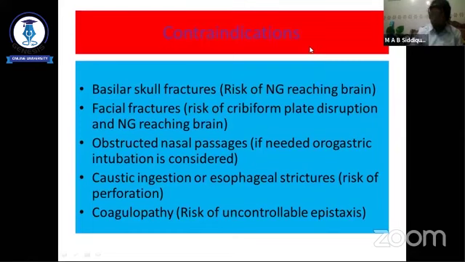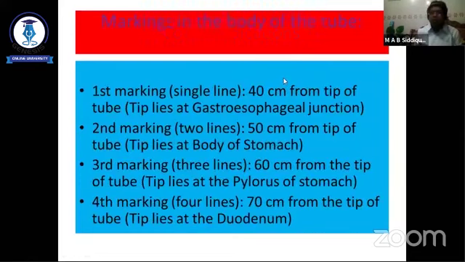So these are the contraindications of the NG tube. And marking, there are some markings in the NG tube. There are 4 markings in the NG tube. The first marking is a single line, 40 centimeter from the tip of the tube, and when you introduce 40 centimeter, it indicates you have reached the gastroesophageal junction.